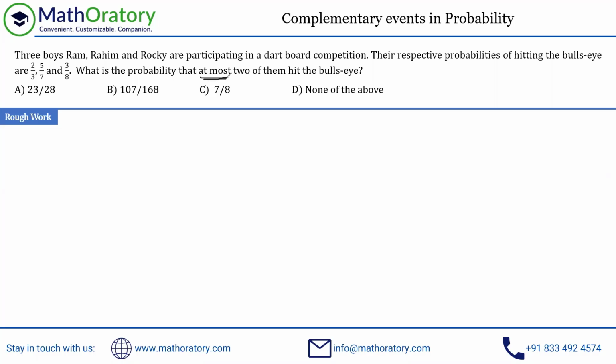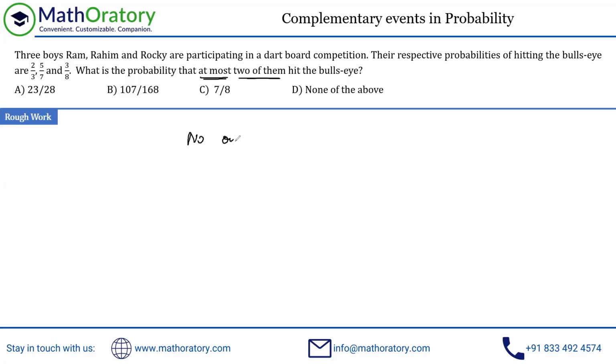Now, let us pause here for a moment, because in our classes I've explained this. Those who have not done classes with me, whenever you encounter this at most or at least kind of thing, at least for one moment, just think about the complementary idea, because most of the time it is actually very helpful. So if you look at this, we are looking for at most two of them hitting the bullseye. Just imagine this. This is the best example for whatever I was saying. There are three people, right? So what are the possible cases?